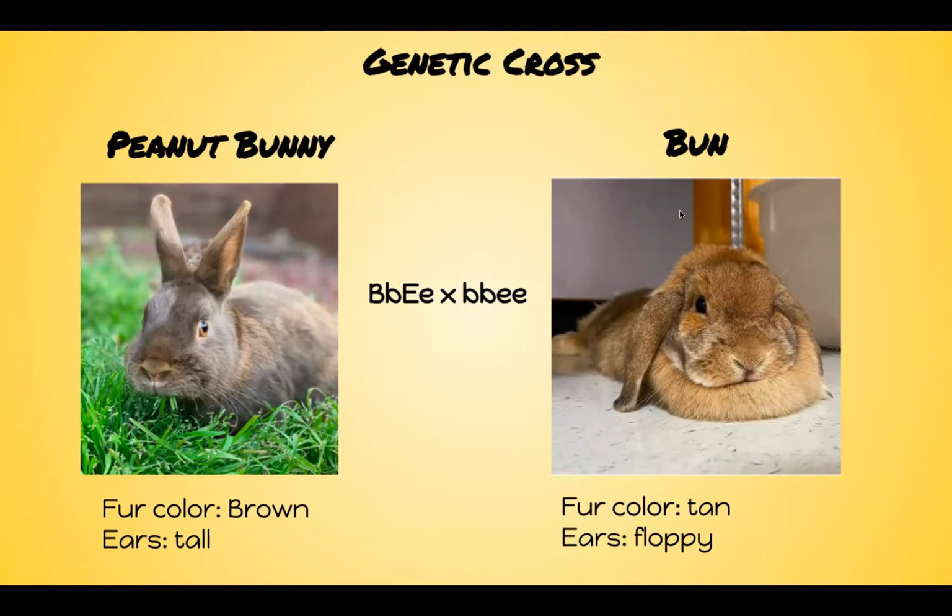And Bun on the right, who belongs to Mr. Dominguez, is a Holland lop bunny. So she has the flop down ears and she is a tan rabbit. So her genotype is going to be lowercase b, because tan fur is recessive. And then lowercase e, because floppy ears is recessive. So Peanut Bunny, his genotype, I just kind of made it up for our purposes, but Bun's is pretty much accurate.